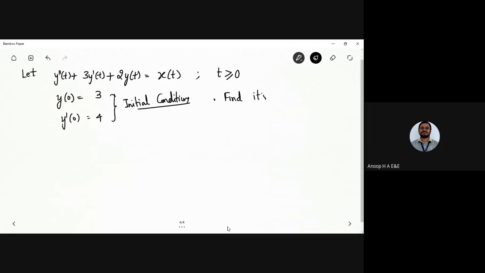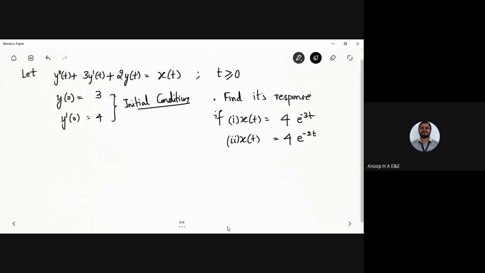Find its response if x of t is 4 times e power minus 3t, and the second input, after applying the first input, the second input that you can apply to the system, is given as 4 times e power minus 2t.